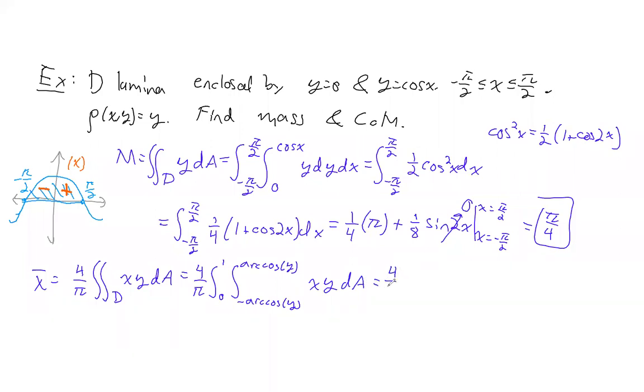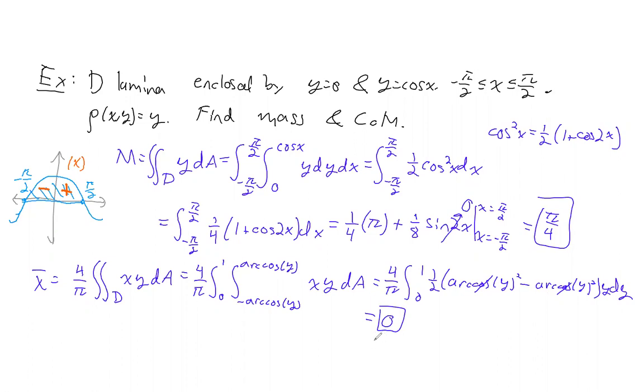Or in other words, 4 over pi, integral from 0 to 1 of 1/2 arc cosine y squared minus arc cosine y squared times y dy. And I don't really care about arc cosine y at this point because they're going to cancel each other out. This whole thing comes out to 0.